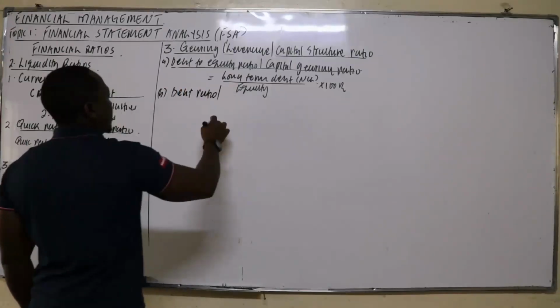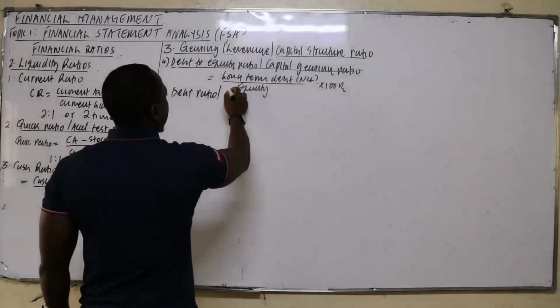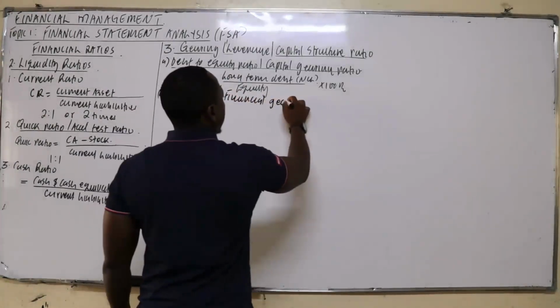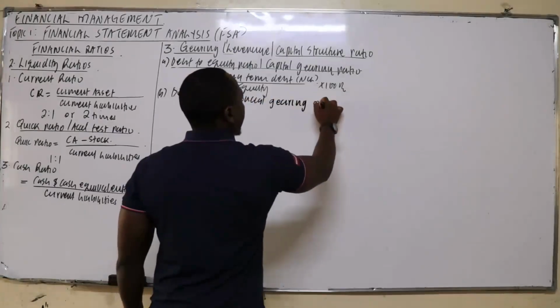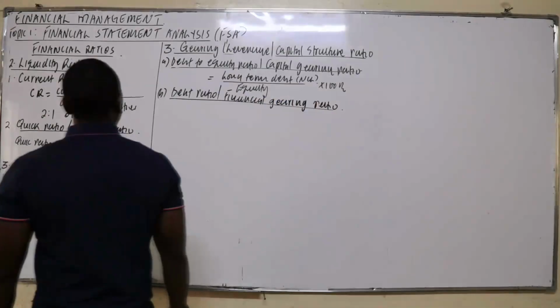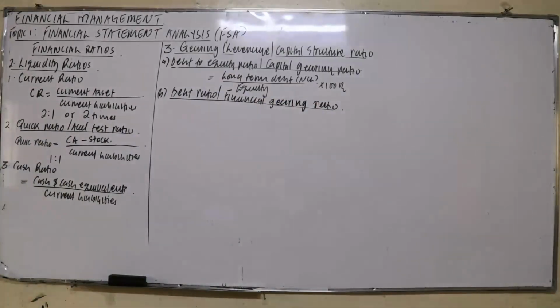So number B is the debt ratio, also known as the financial gearing ratio.